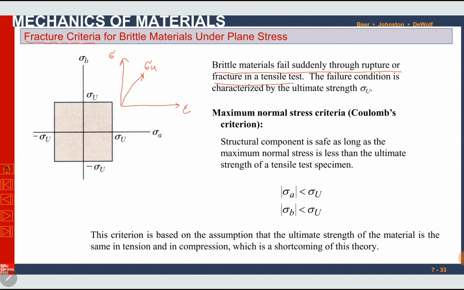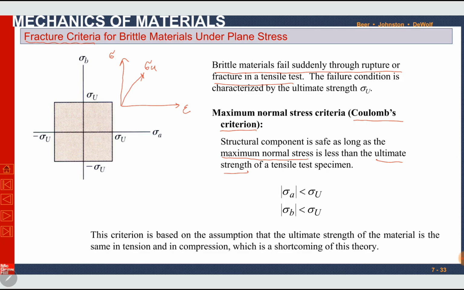Okay, the first one among fracture criteria is maximum normal stress criteria. It is also called Coulomb's criteria. A structural component is safe as long as the maximum normal stress is less than the ultimate strength of the tensile specimen. Maximum normal stress is actually the principal stress, sigma maximum. So sigma maximum, whether it is sigma A or sigma B, whichever is maximum, should be less than sigma U. If the maximum is less than sigma U, the minimum is automatically less than sigma U.